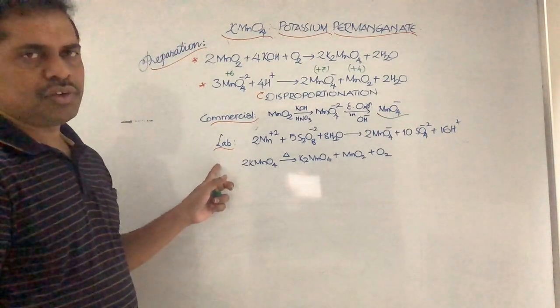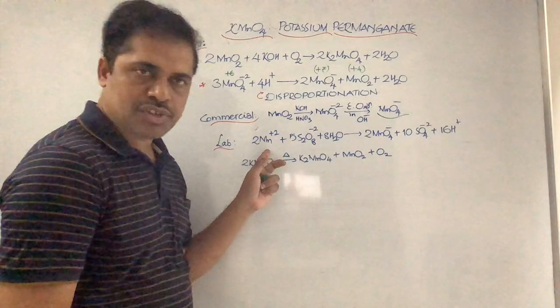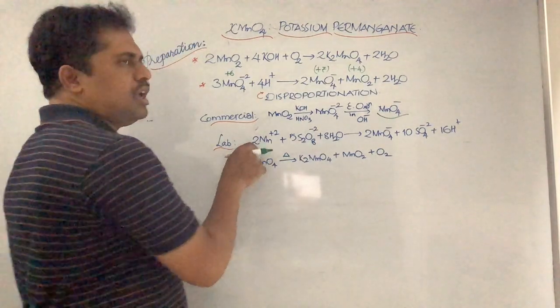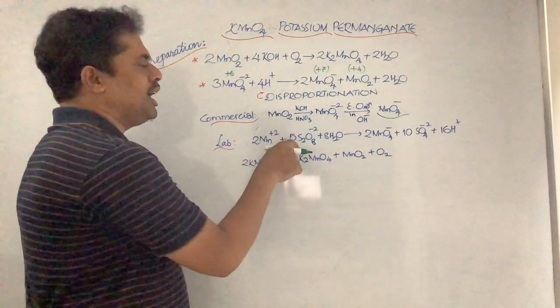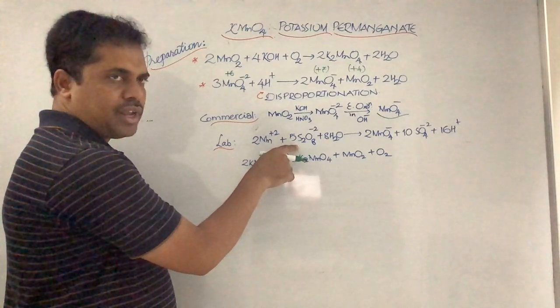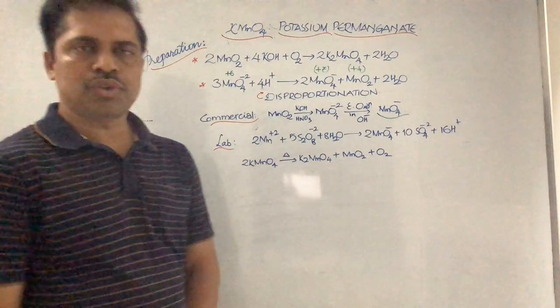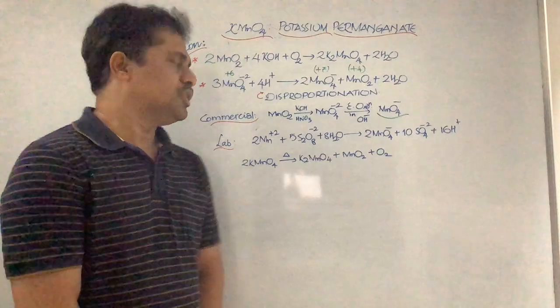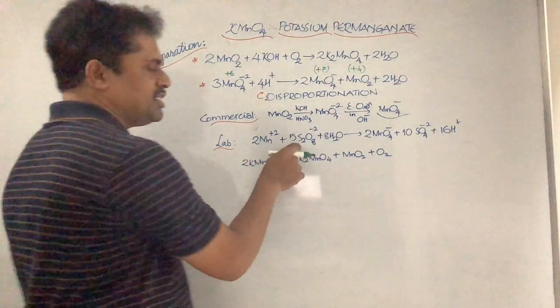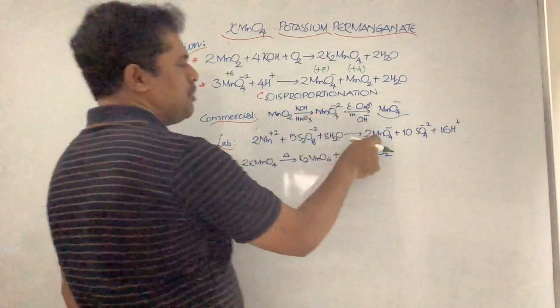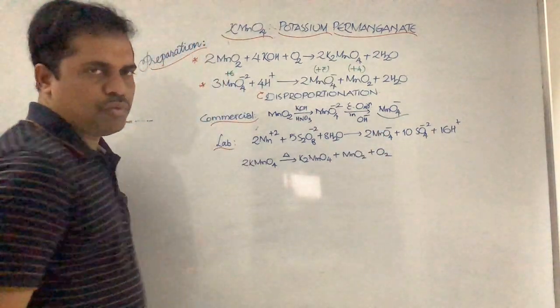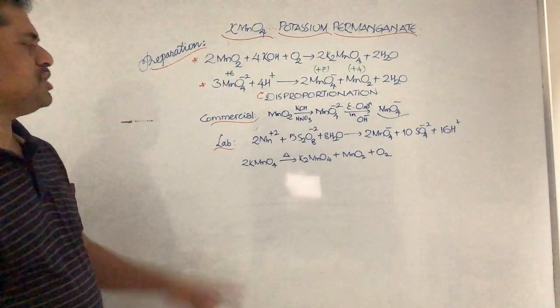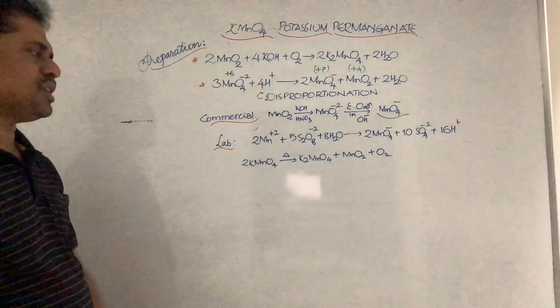Laboratory method of preparation: you can prepare it from manganese. Mn2+ is taken, and it is oxidized by using S2O8 2-. S2O8 2- is peroxodisulfuric acid, you can say. So by using peroxodisulfuric acid, this is oxidized to MnO4 minus, that is, potassium permanganate is formed. This is one laboratory method of preparation.